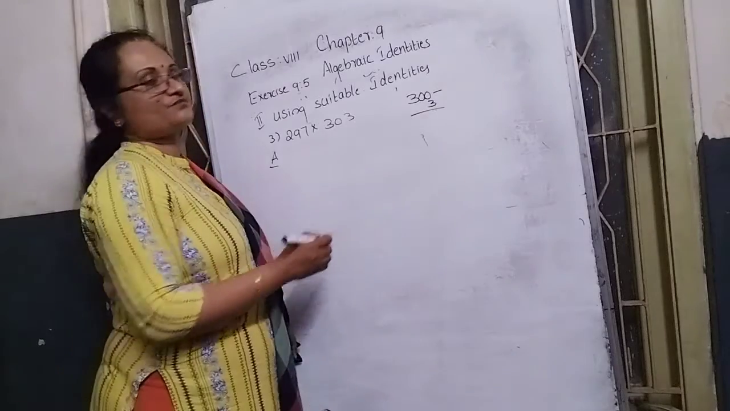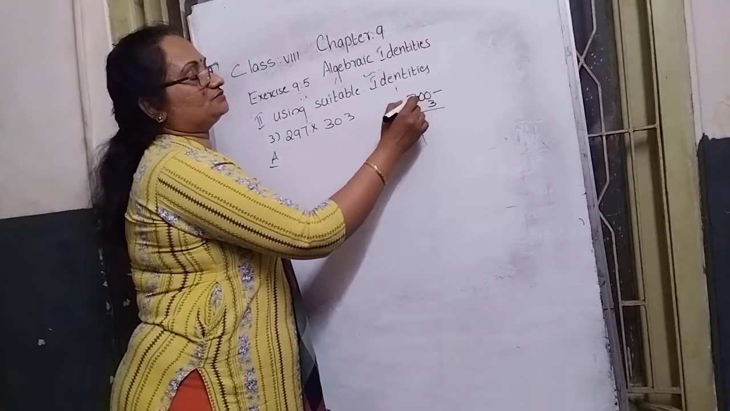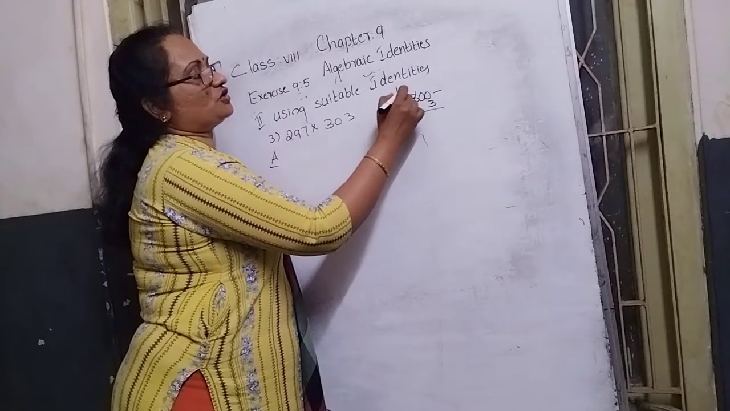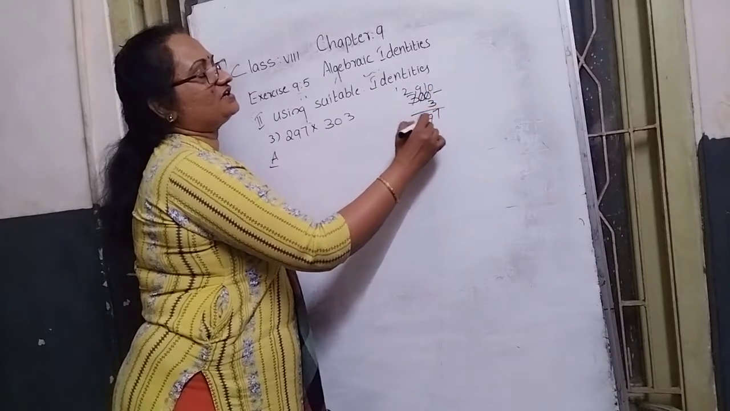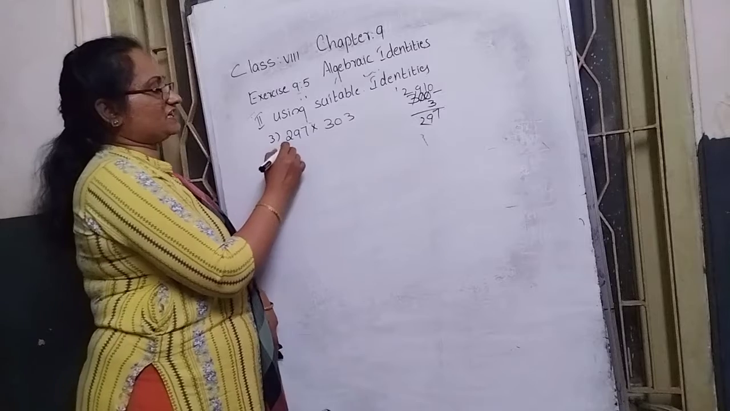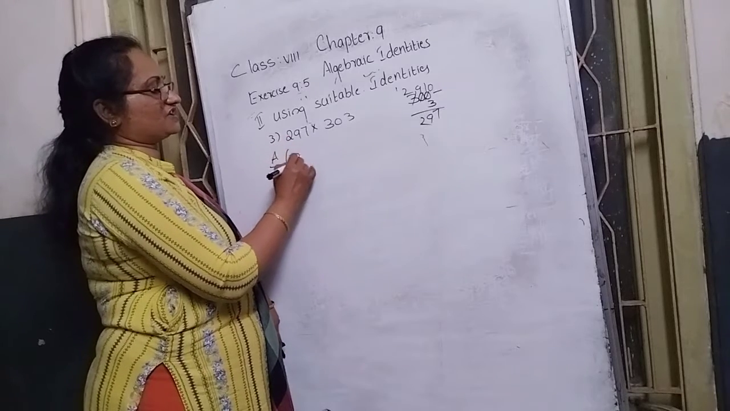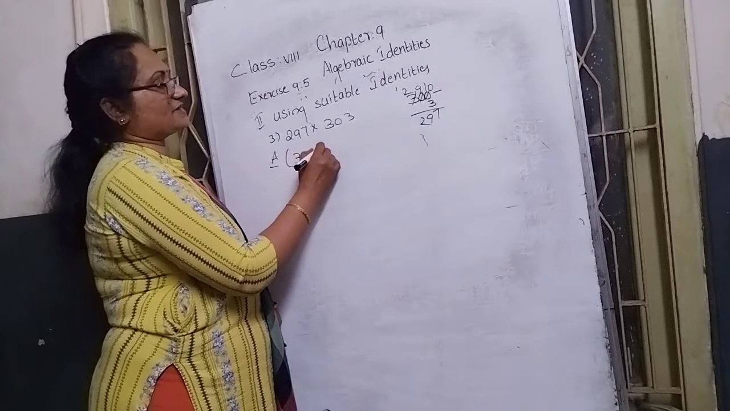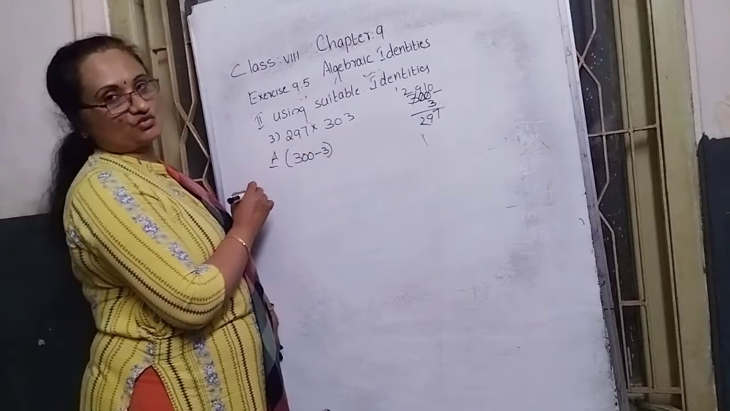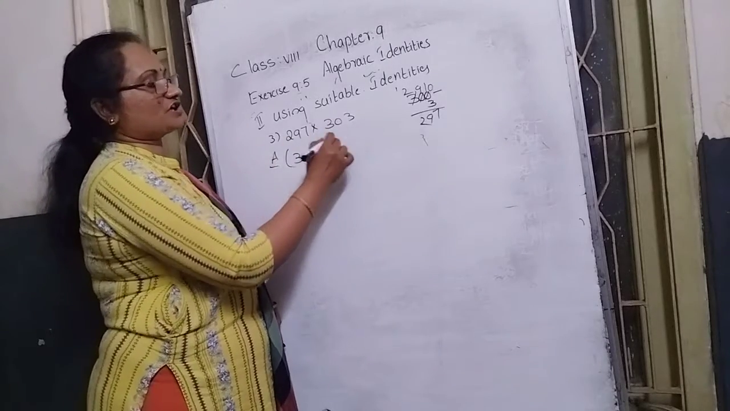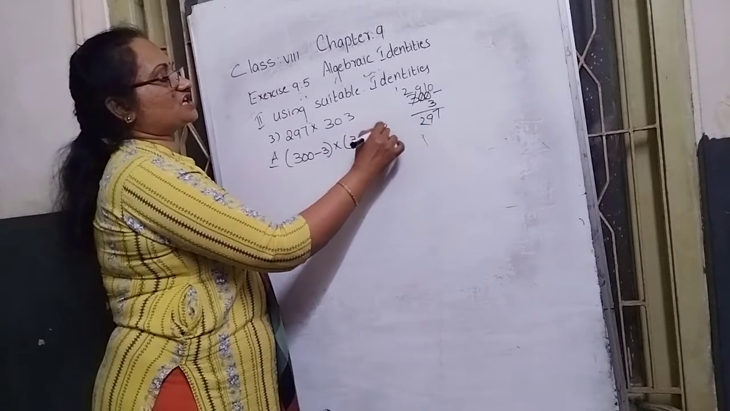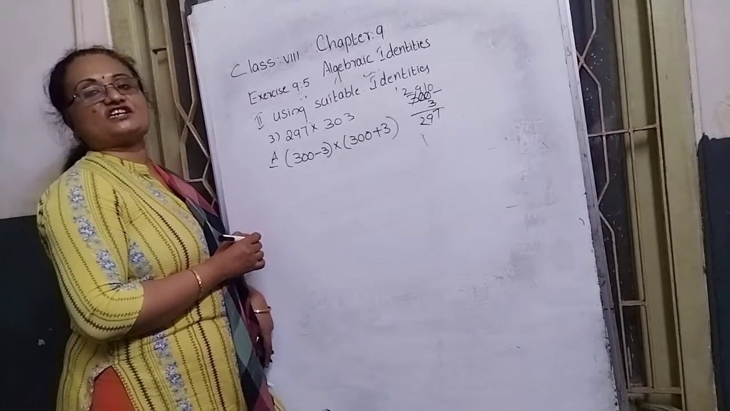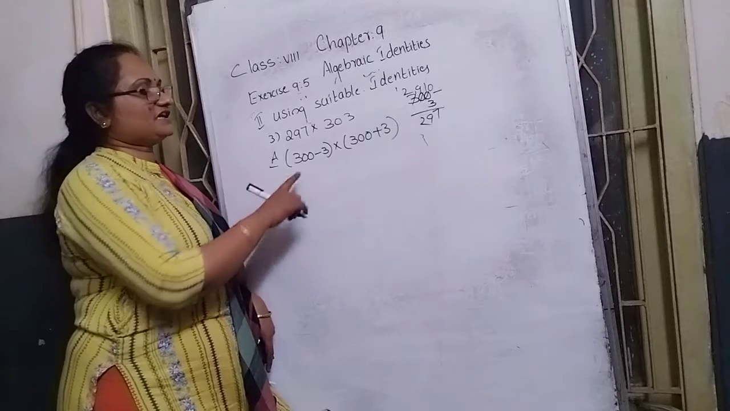Is it right or wrong? Yes, see: 0 minus 3 is not possible, so borrow from there. Middle 0 becomes 9, last 0 becomes 10. 10 minus 3 is 7. So we can say 297 can be written as 300 subtracted with 3. Then 297 into 303: how to split and write? 300 added with 3. How much will come? 303 will come there.